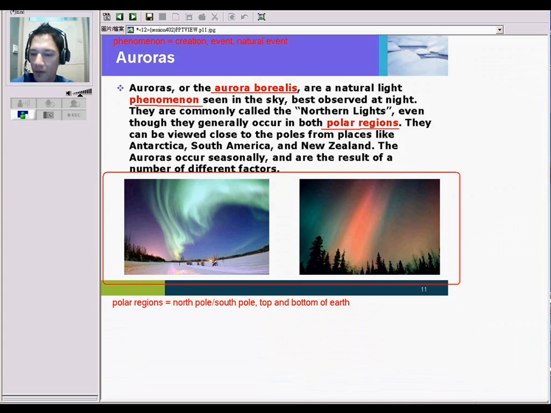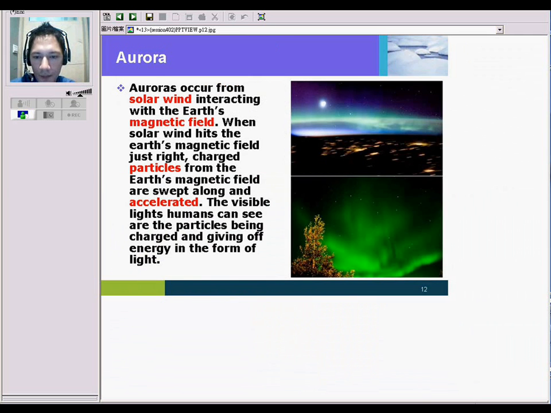Beautiful. These are normal, regular pictures, not enhanced. Imagine seeing that in the sky. That'd be pretty impressive. Okay, moving on.